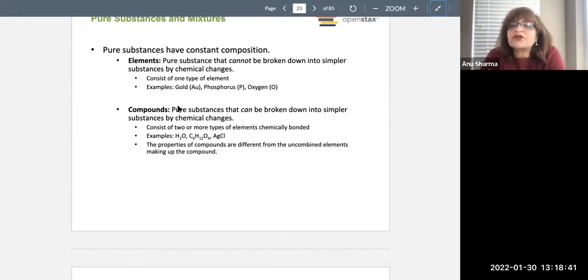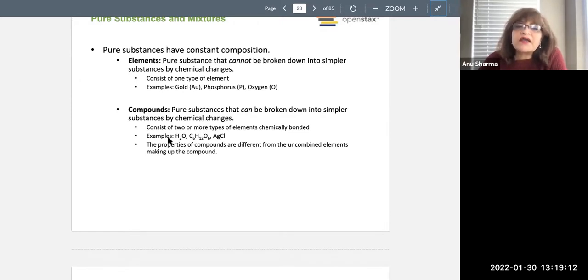On the other hand, compounds are made up of two or more types of particles. So yes, you can break them. Look at hydrogen and oxygen. You can break this by passing an electrical current. This is sugar. You can break the sugar. You can heat it up and it can convert to carbon dioxide and water, and then you can further break up carbon dioxide and water also. Silver chloride, silver and chlorine can be separated by chemical means.